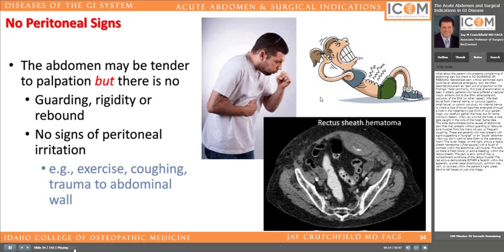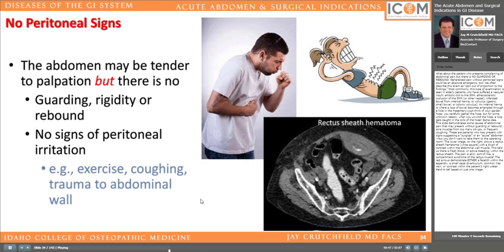We often describe this exam as pain out of proportion to the findings. Most commonly, this type of examination is seen in elderly patients who have suffered a vascular insult. For example, embolic clot from atrial fibrillation blocking off the superior mesenteric artery, or atherosclerotic occlusion of the SMA or other vessel, resulting in infarcted bowel, or infarcted bowel from an internal hernia, or a volvulus, such as a gastric volvulus, volvulus of the small bowel, or a colonic volvulus.